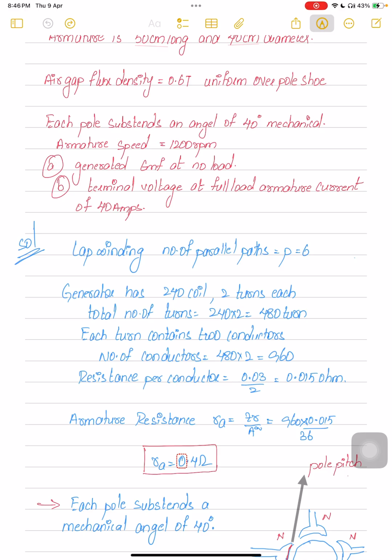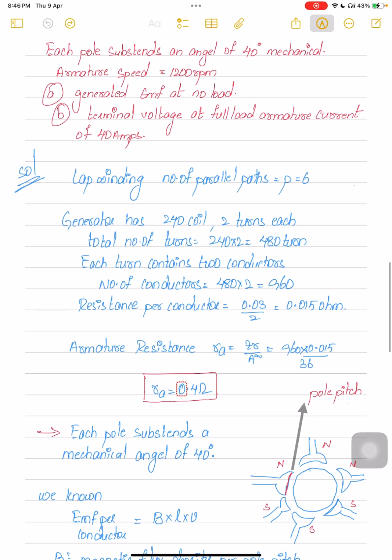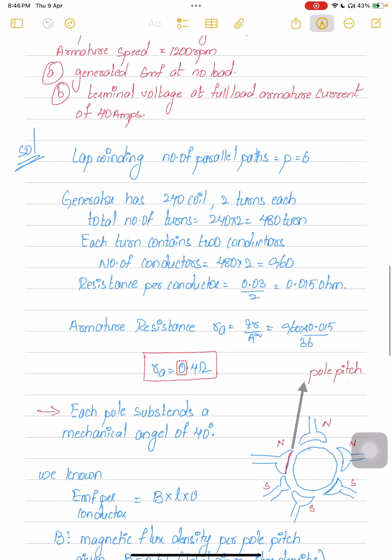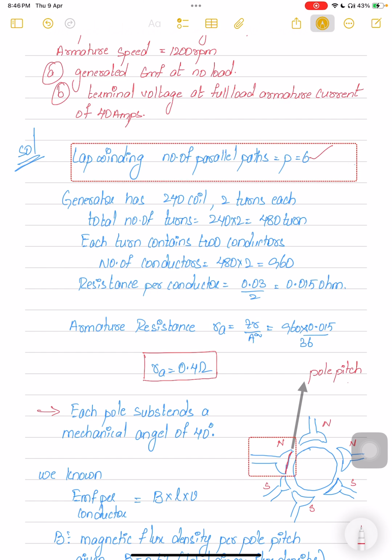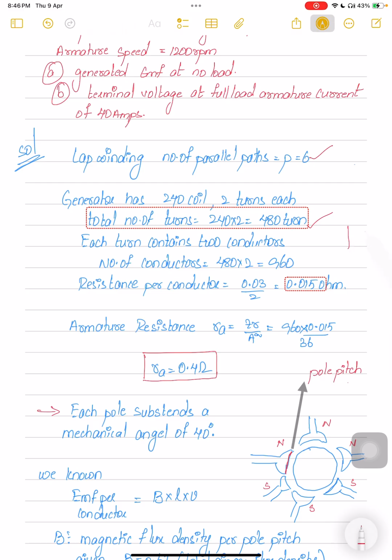Now I am summarizing the data here. It is given that it's lap winding. We already know in lap winding the number of parallel paths equals the number of poles. They have given that the generator has 240 coils, and each coil has 2 turns. Then the total number of turns will be 240 into 2. Each turn has 2 conductors. This is one conductor, this is one conductor. If you connect them, it becomes 1 turn. Then the total number of conductors is the number of turns into 2, so the total number of conductors is 960.